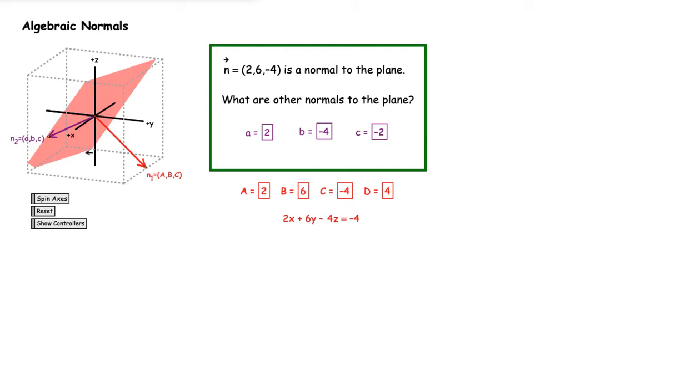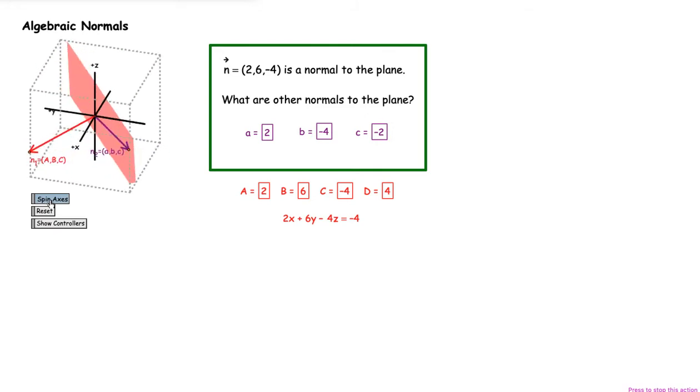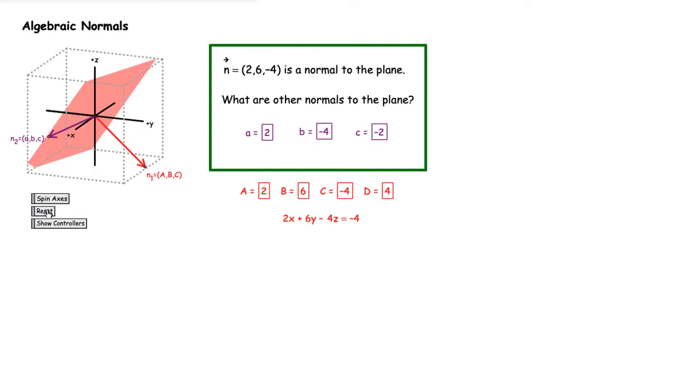So there is the normal. Is this one normal now? Let's spin this right now and take a look. So now you can see that that purple one is not normal to the plane. If I want the purple one to be normal to the plane, then what could I do?